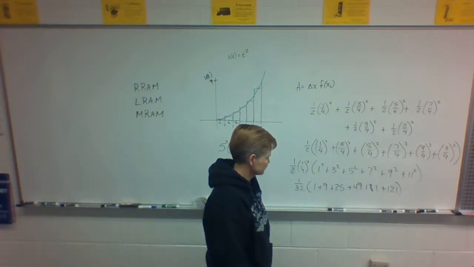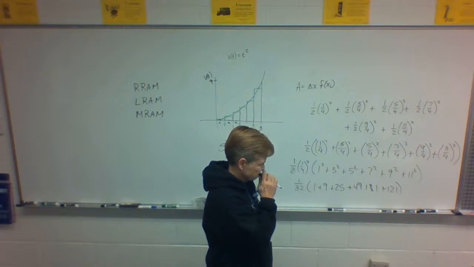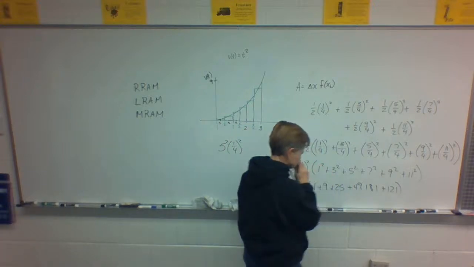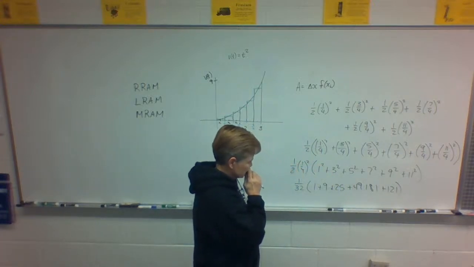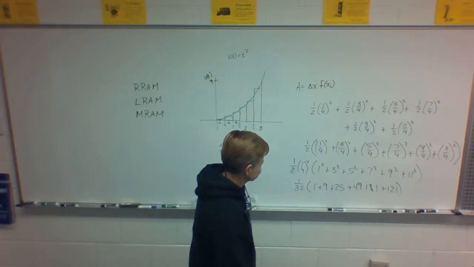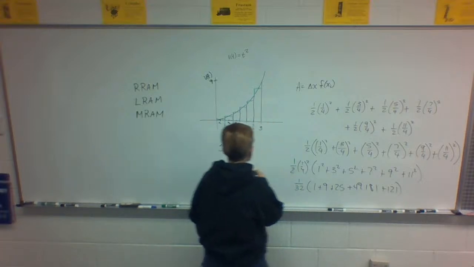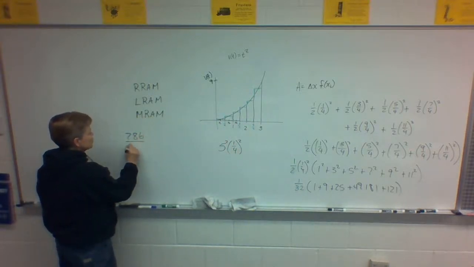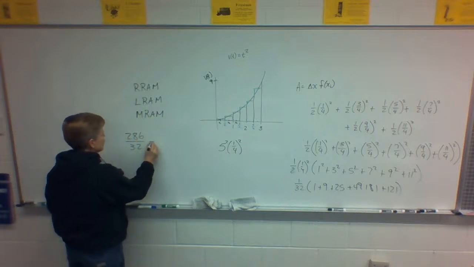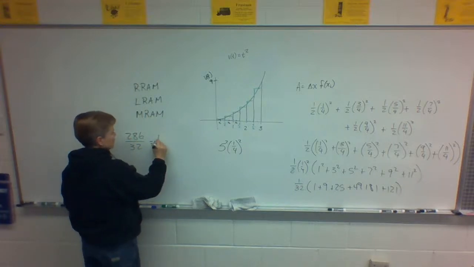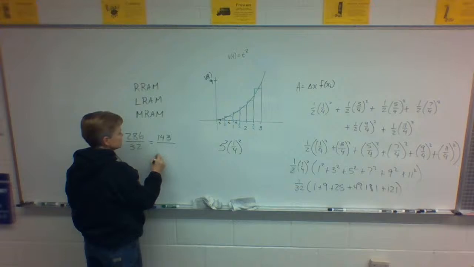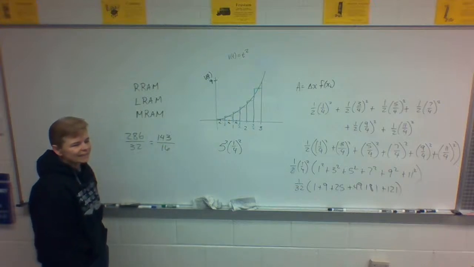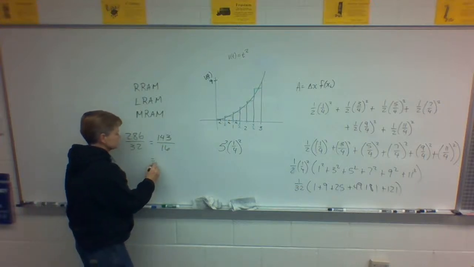I'm gonna guess that it's 139. Let's combine similar numbers. 49 and 121 is 170. The total is 286. 286 over 32, obviously we can at least take a 2 out. That would be 143 over 16. What is that as a decimal? Now grab your calculator. 8.9375.